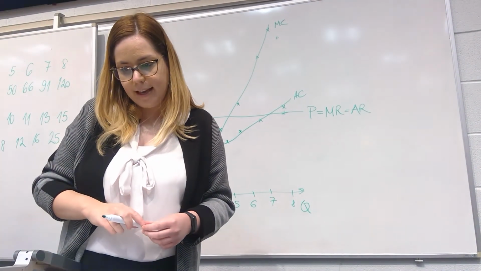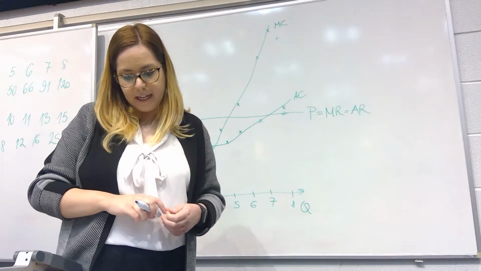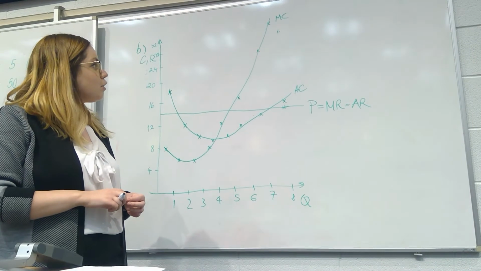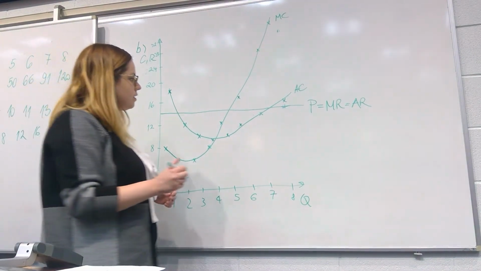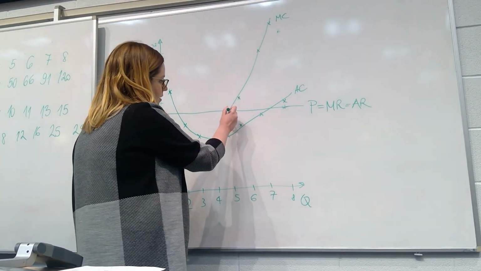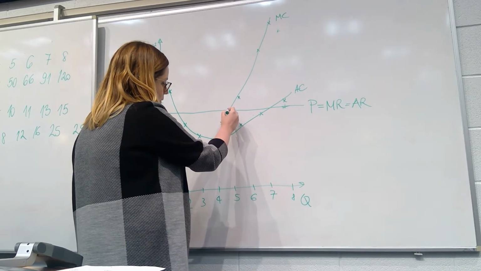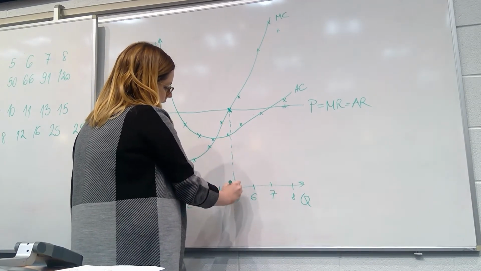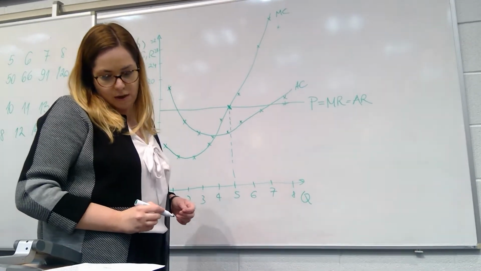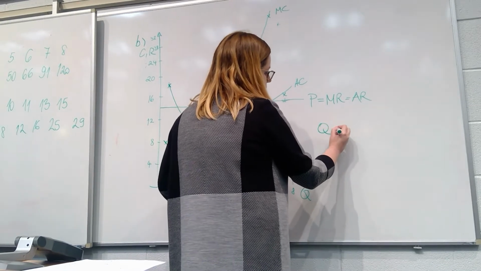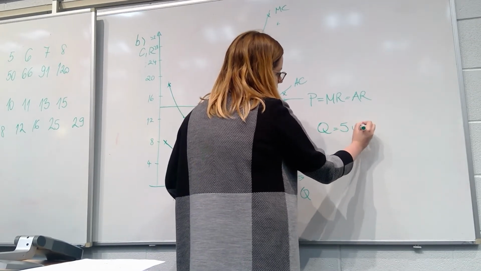Task under C asks us to mark the profit maximizing output, and profit maximizing output is the one where marginal revenues are equal to marginal cost. So that would be the point here, and the output corresponds to 5. So the profit maximizing output quantity is 5 units.